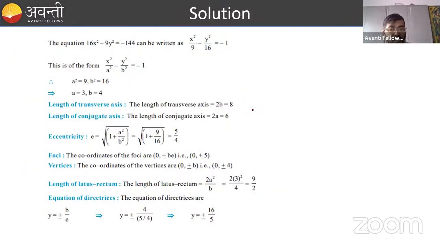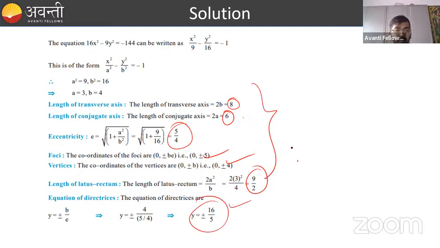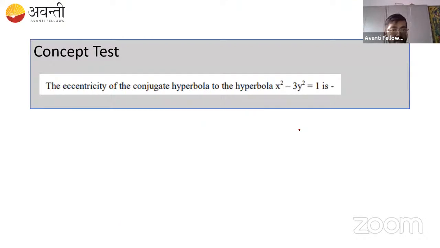So you can see it is 8 and 6, which we found out. Eccentricity was 5 by 4, which was correct for us. Foci we got right, vertices right, length of the latus rectum right, and the equation of the directrix also right. So our approach was correct for the conjugate hyperbola.